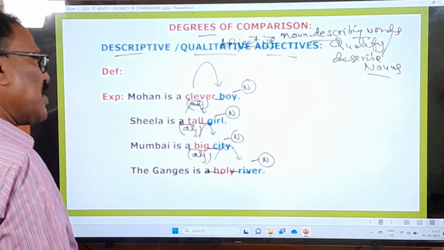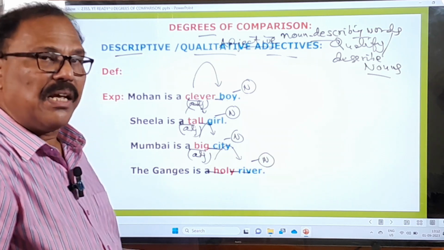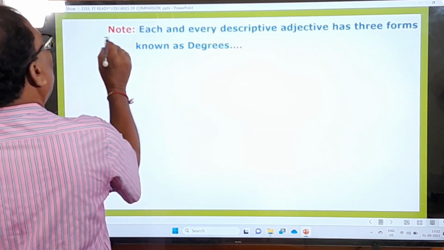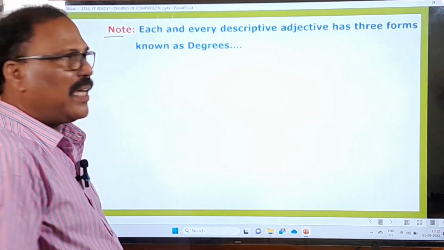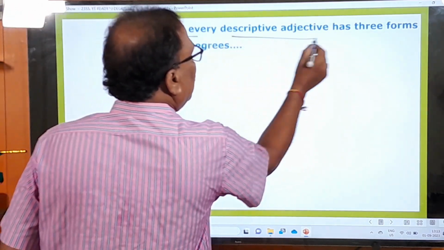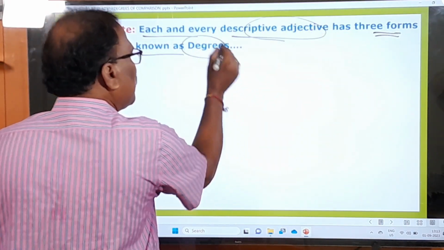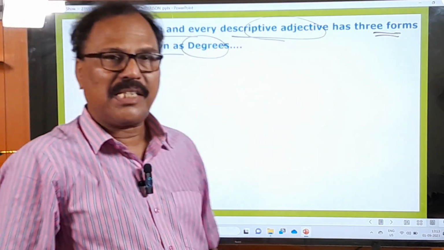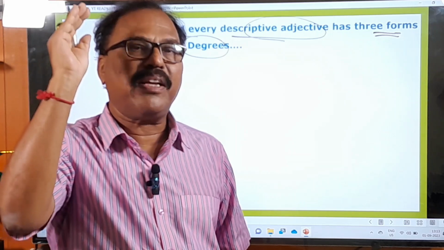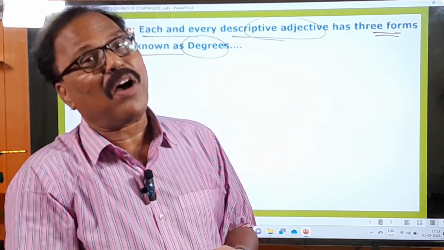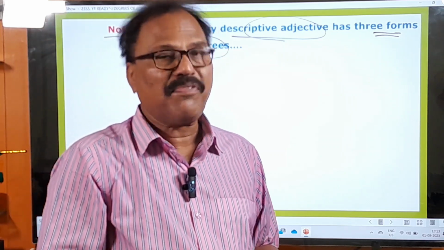Okay, and now let's go to the next slide and see the next idea about these adjectives. One very important note is here. Each and every descriptive adjective has three forms. They are known as degrees. This is very important, dear test takers: each and every descriptive adjective has three forms, and those three forms are known as degrees of comparison.